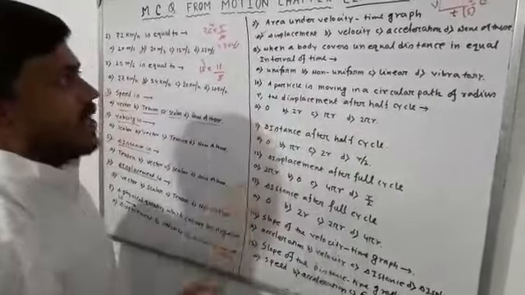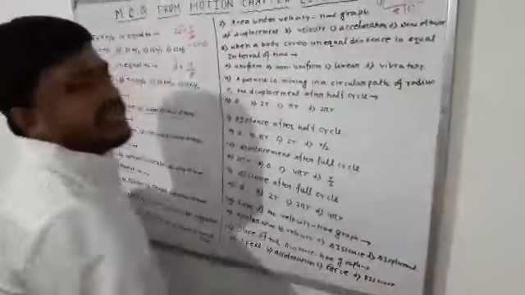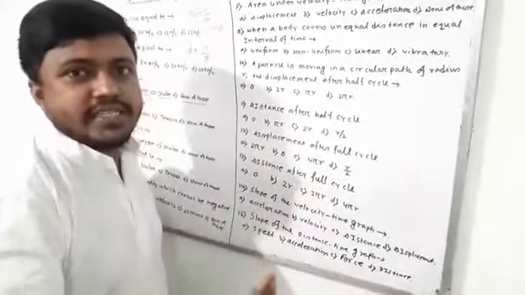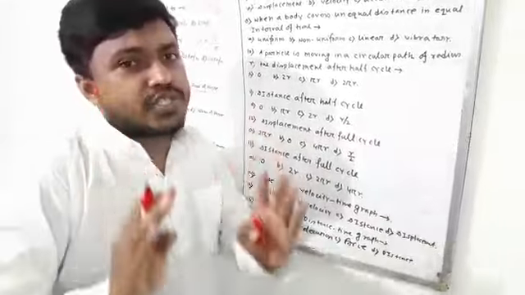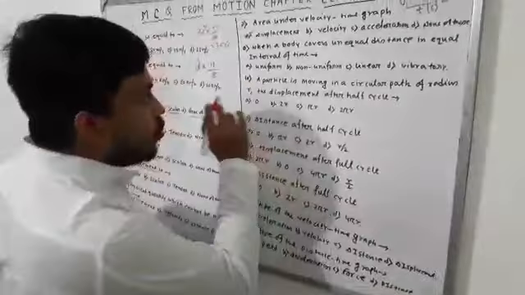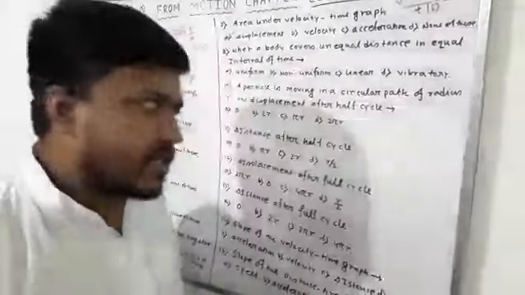And question number 9: when a body covers unequal distance in equal intervals of time, all of you know that the motion is non-uniform motion. Uniform is not possible, so option B is the correct one.